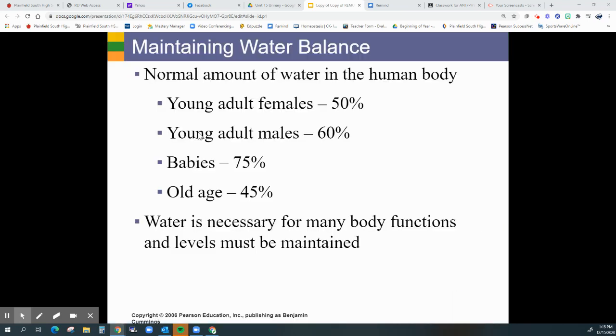So water balance. Normal amounts of water in the body range greatly depending on age as well as gender. Most young adults and females are somewhere between 50 to 60% water. Babies are quite a bit more, about 75% water. And then as we age, that water retention goes down. Water is obviously one of those necessary things for maintaining body function as well as maintaining appropriate levels of other things in the body, specifically blood. But that's the reason why we're looking at it.